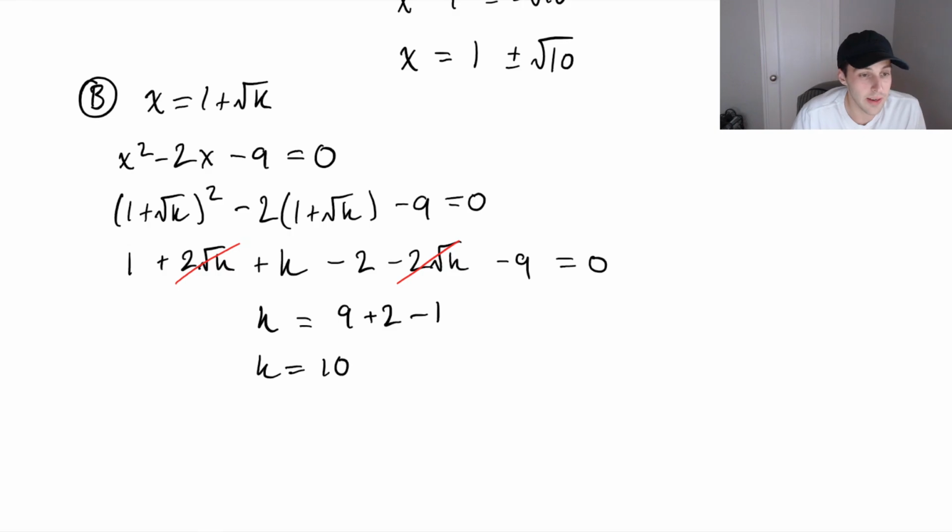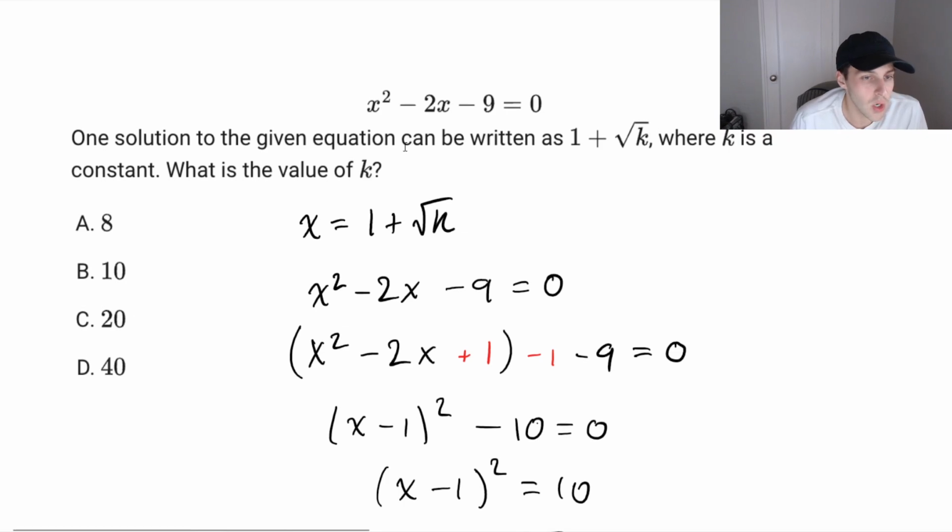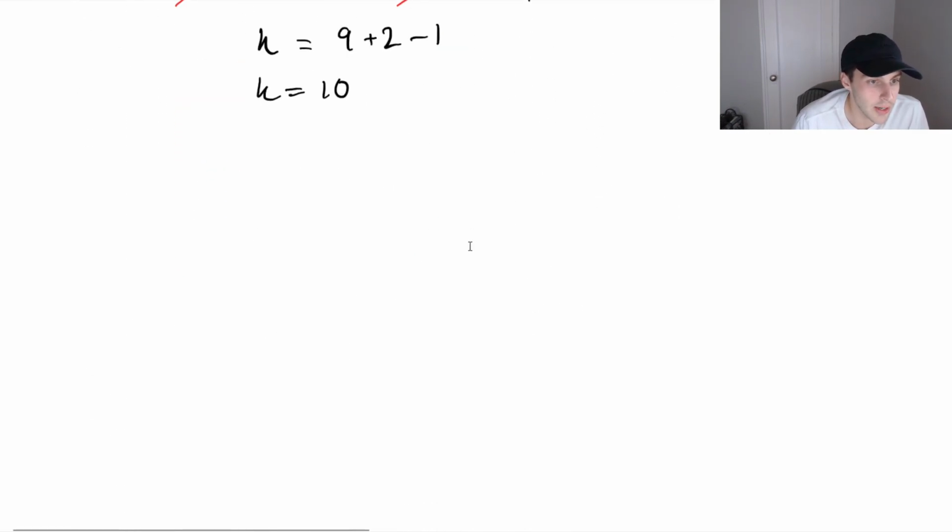Another way that you might think of solving this is that, well, we have our quadratic, x squared minus 2x minus 9. Why don't I just solve this thing directly? If I solve it in exact form, I should be left with something that I can make look like 1 plus the square root of some kind of constant. So you could try that too. So let's try that as well.